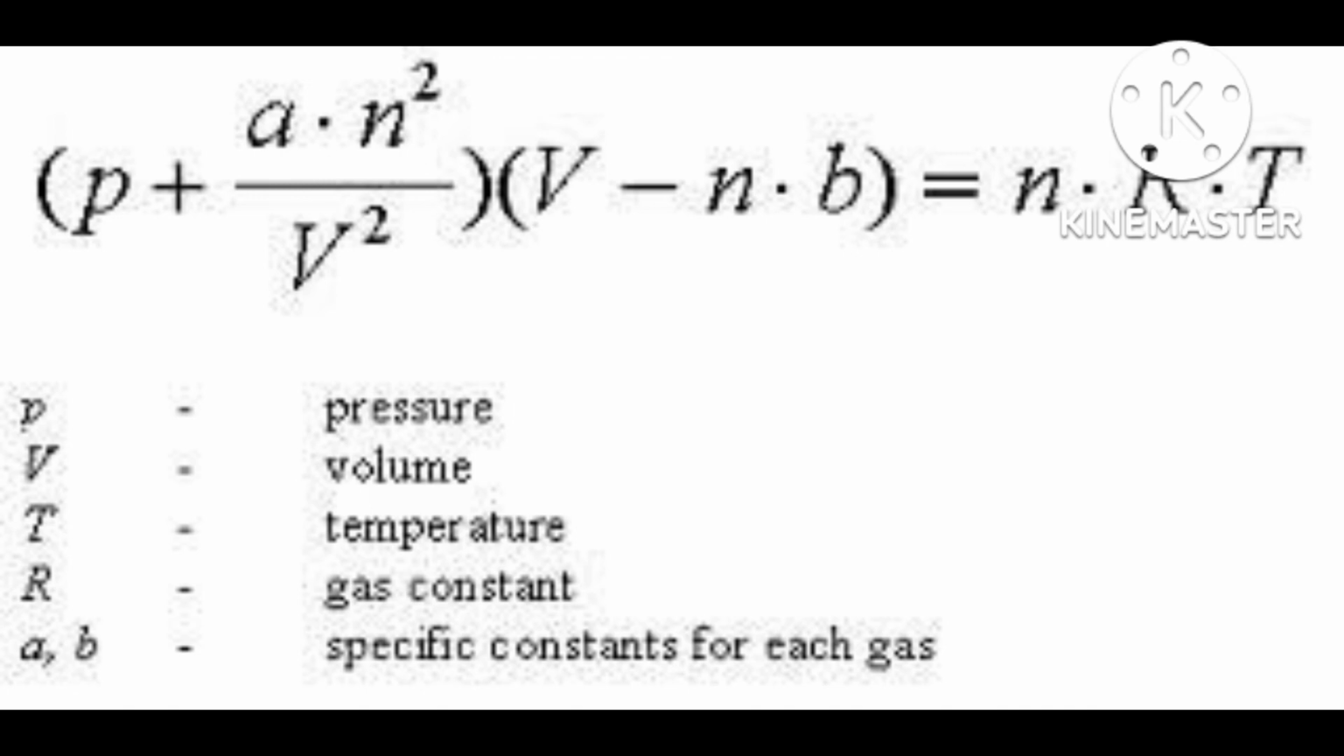Constants a and b are called Van der Waals constants, and their values depend on the characteristics of a gas. The value of a is a measure of the magnitude of intermolecular attractive force within the gas, and is independent of temperature and pressure. This is important. The value of constant a is independent of temperature and pressure. Question is asked.